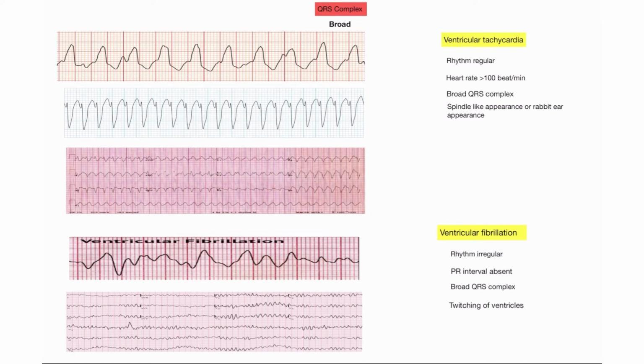So this is the difference. In ventricular tachycardia, the rhythm is regular, but in the fibrillation condition, the rhythm is irregular. You will see sometimes this type of graph, sometimes this type of graph; both are ventricular tachycardia. In these cases, you will see a rabbit ear-like appearance occur in ventricular tachycardia.